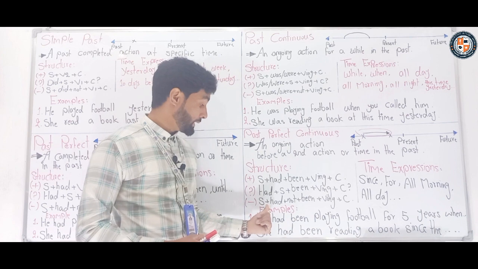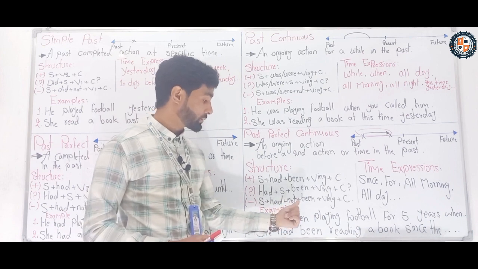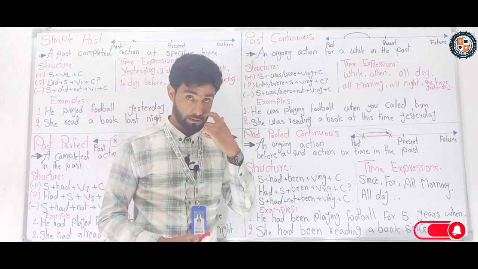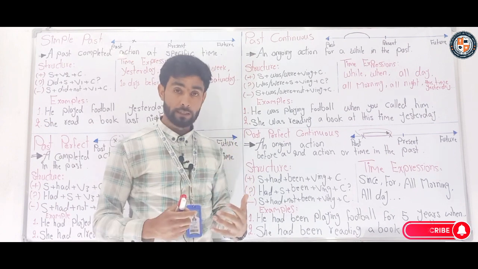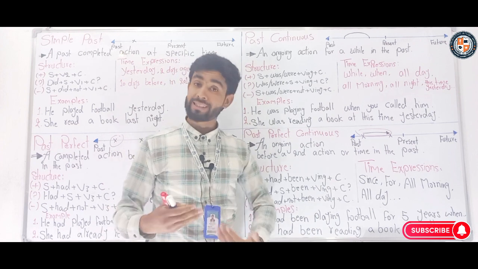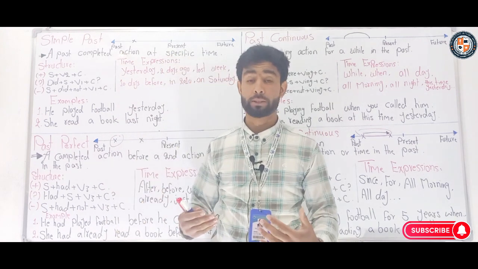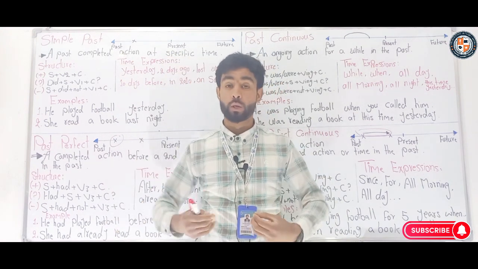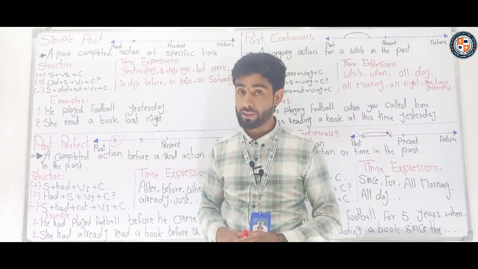In the negative form, subject plus had plus not plus been plus verb-ing plus complement. Hope it's clear about the structures of these tenses. Let's come to the time expressions we use in the past tenses. Which time expressions do we use in the past tenses?